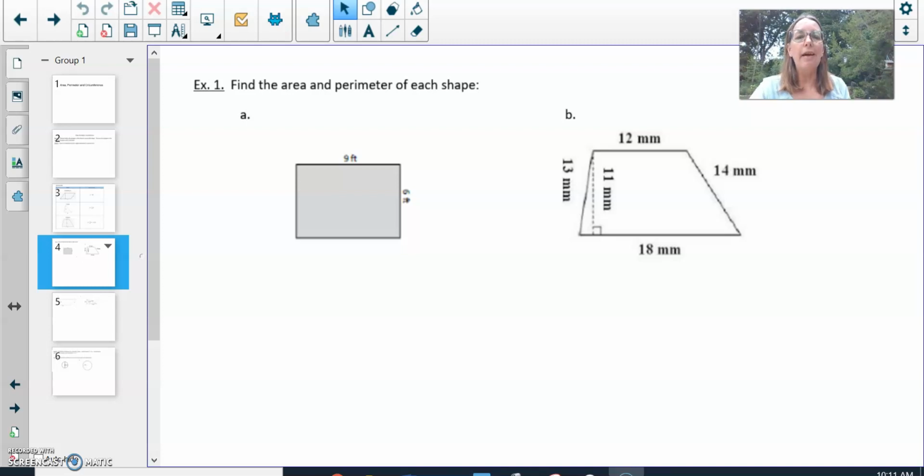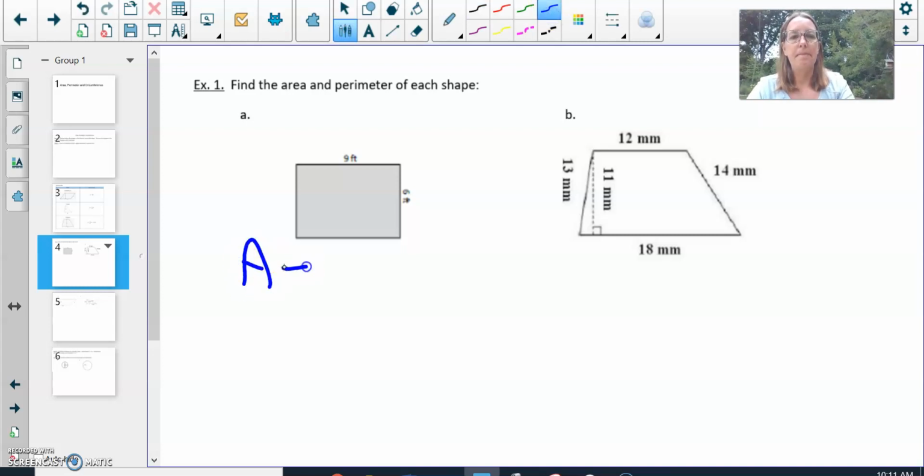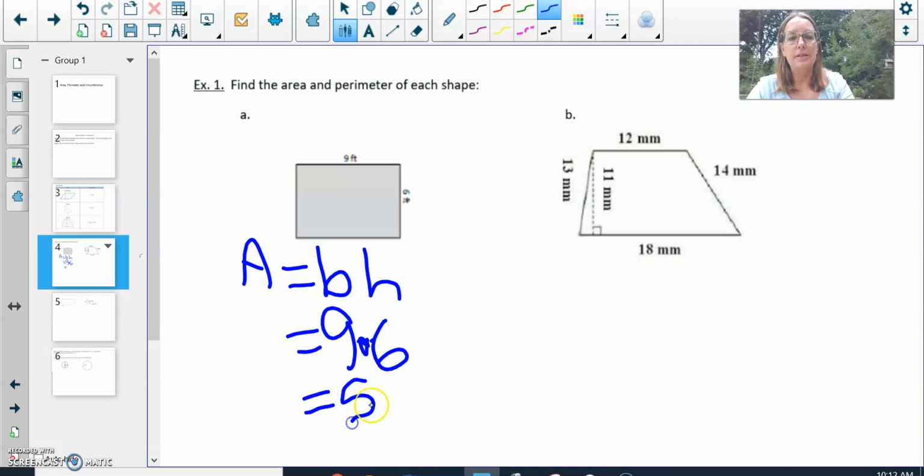Okay, so first we have a rectangle, which is a type of parallelogram. So when I go to find my area, I would do base times height. The base is 9, the height is 6. So I do 9 times 6, which is 54 feet squared.